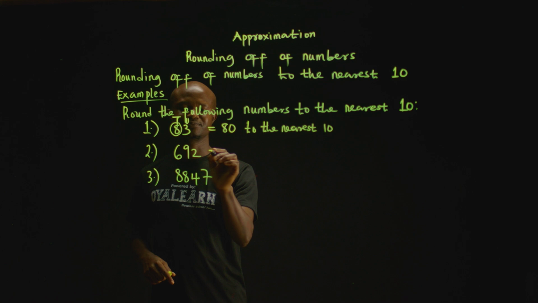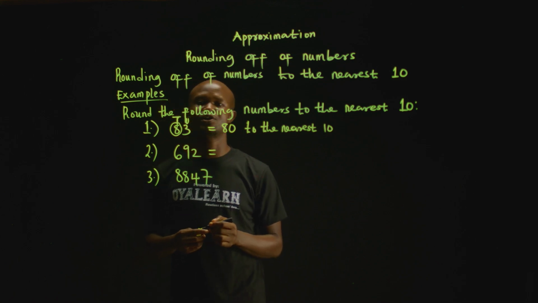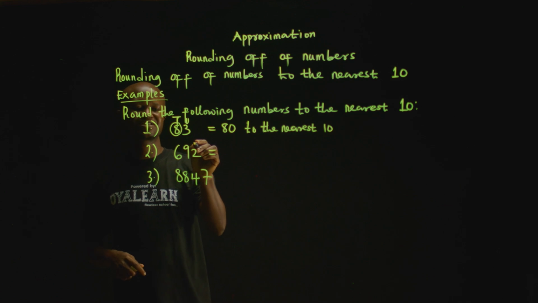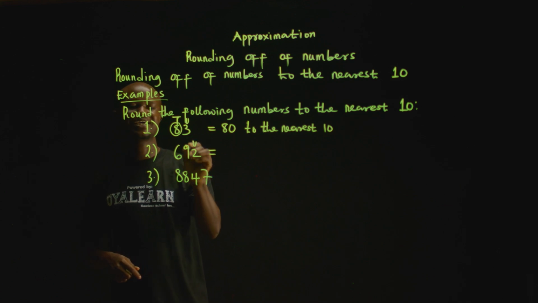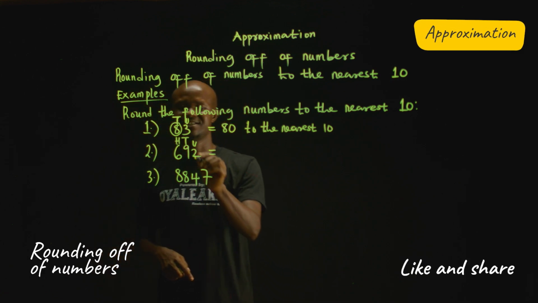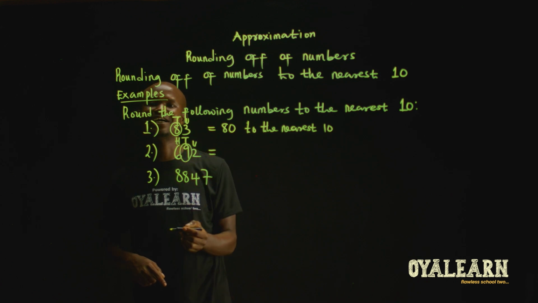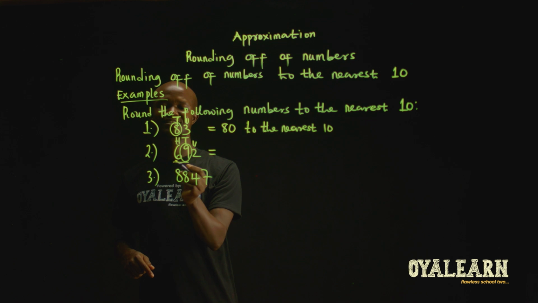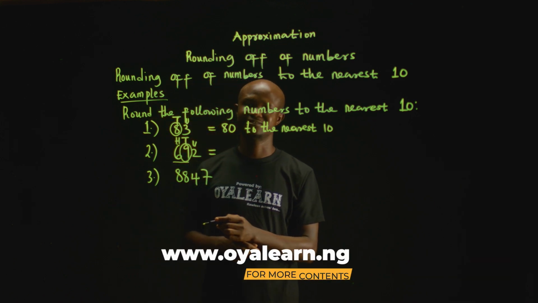The second one, 692. Let's apply hundreds, tens and units. We have units here, we have tens, then we have hundreds. Now, where do we have tens? Tens is on top of 9. So in this case, it means we are considering 69 together.